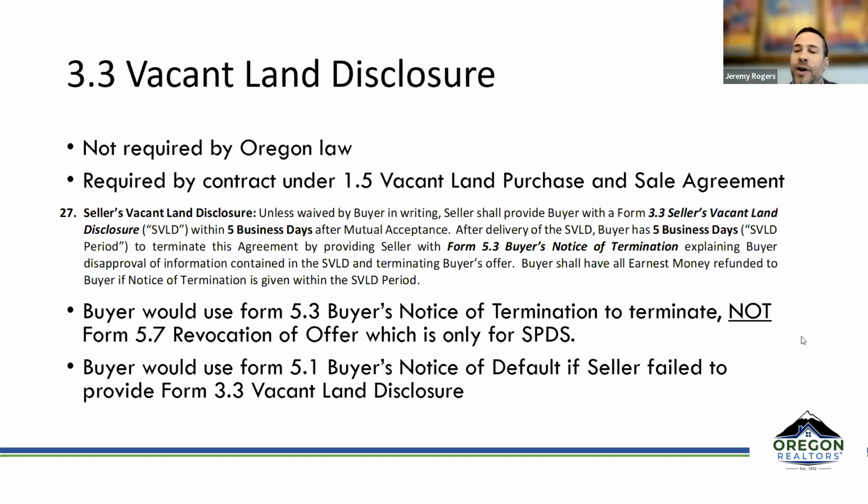So in an instance where the seller did not provide the vacant land disclosure document, the way you deal with that would be that the buyer would send our Form 5.1 buyer's notice of default to the seller, giving the seller a period of time to provide the document. If the seller did not provide the document, the buyer would then be able to terminate using our Form 5.3 notice of termination. So the rights are the same as they would be with residential, but it's driven by a contract rather than statute. And the process is a little bit different to actually effectuate the termination.